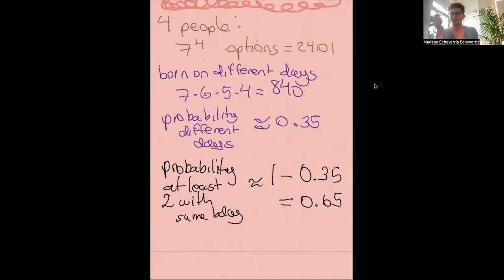Computing the probability of having at least two with the same birthday means the probability of having two with the same birthday, or the probability of having three with the same birthday, or the probability of having four with the same birthday, and so on. So it's like a sum of probabilities.